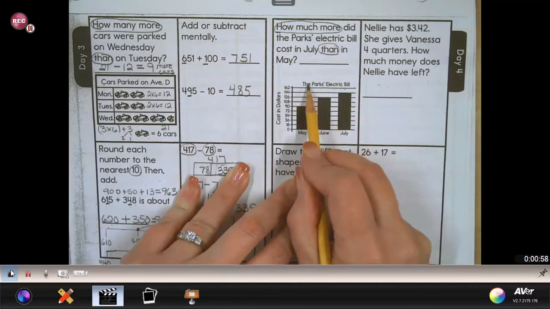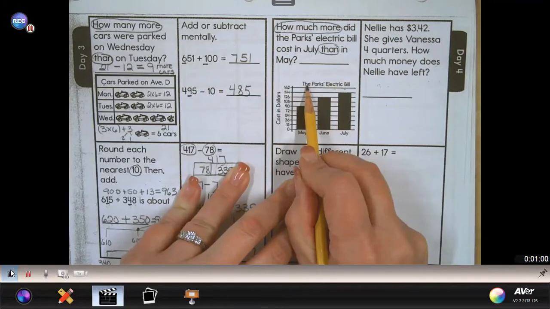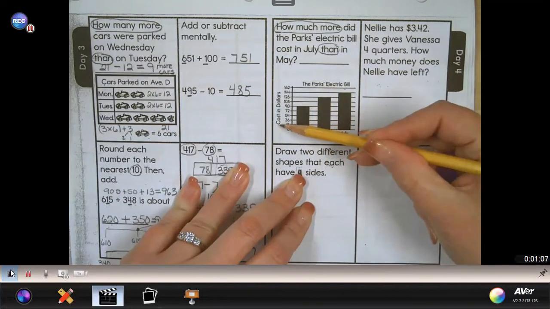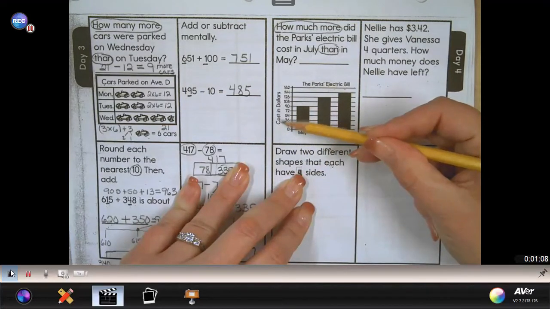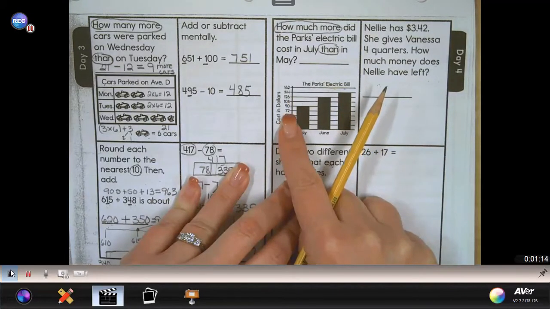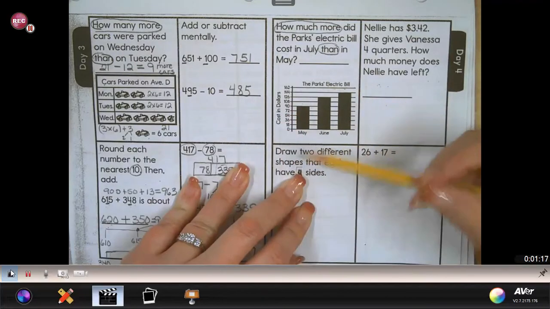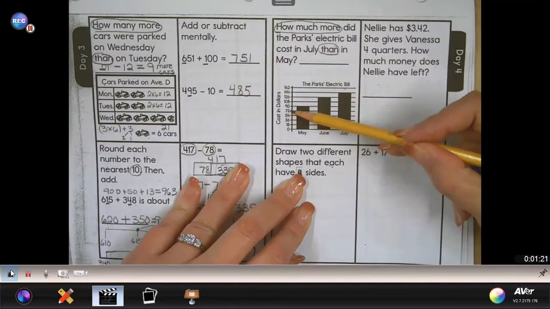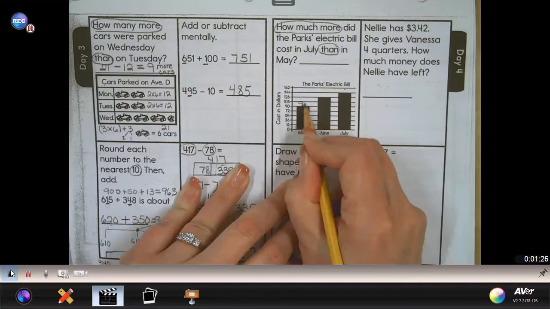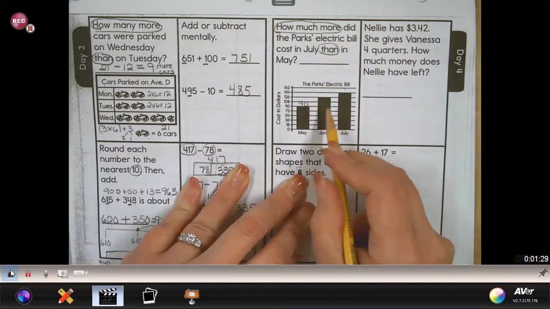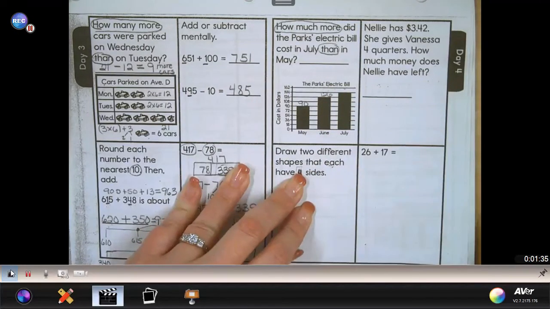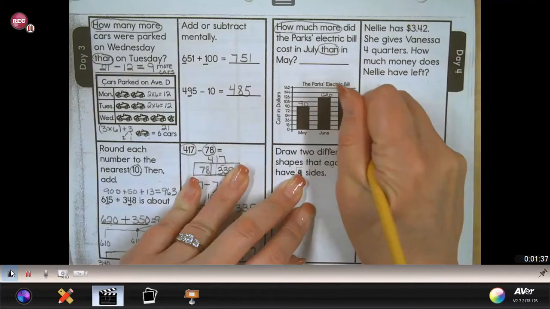So you will notice that this bar graph, the title says the park's electric bill. And in the scale, it's telling us the cost in dollars. So we're going 0, 18, 36, 54, 72. Now, the pattern here is going up by $18 more each time. So in May, they paid $90 for their electric bill. In June, they paid $126, and in July, they paid $144.